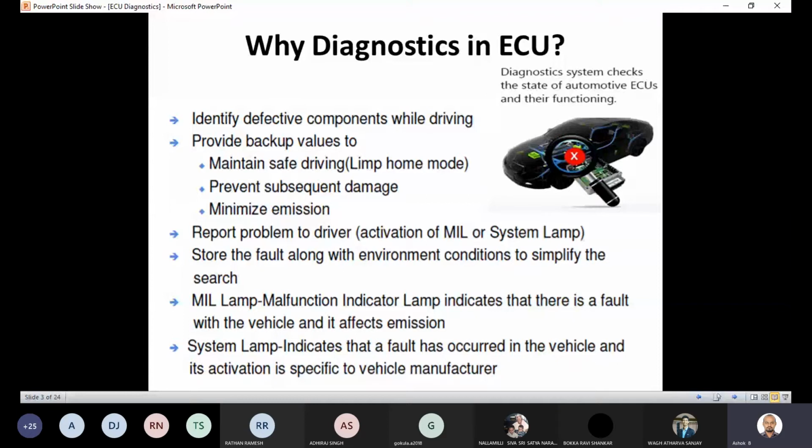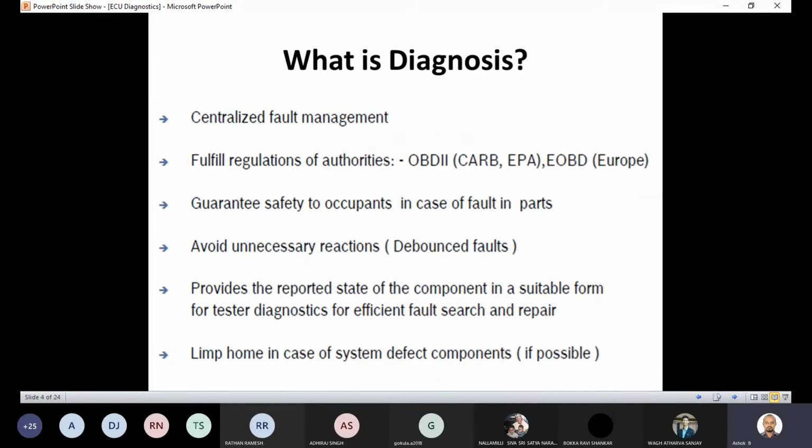So the system lamp indicates that a fault has occurred in the vehicle, and its activation is specific to the vehicle manufacturer. Again, according to the system level ECU, the type of faults can vary. So what is diagnostic basically? It is a centralized fault management system. It is a centralized unit.